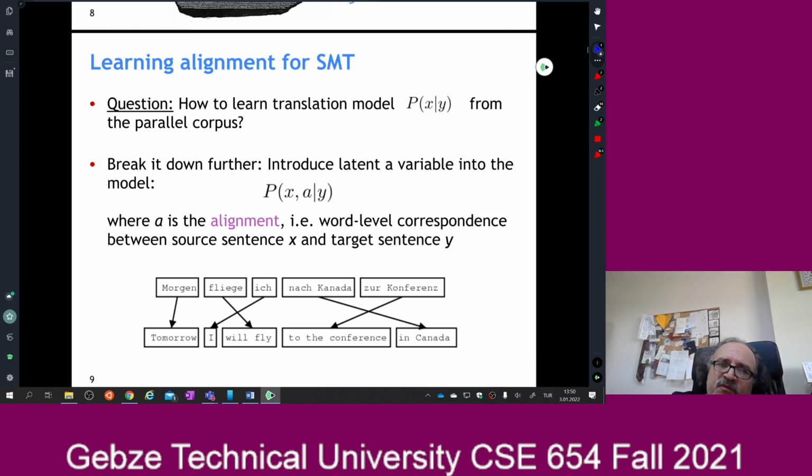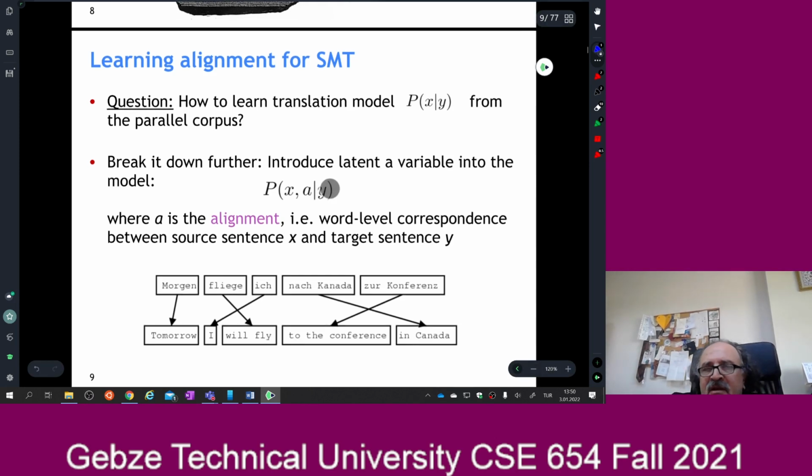So instead of estimating this probability directly, I introduced this latent variable. Remember, we introduced a latent variable for the part of speech tags. Now I introduced this latent variable. This latent variable alignment will tell us the ordering change of the words between two languages given this sentence. Given this sentence in German, give me the alignment and the corresponding English sentence.